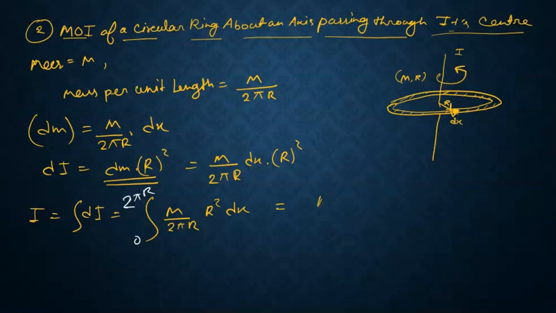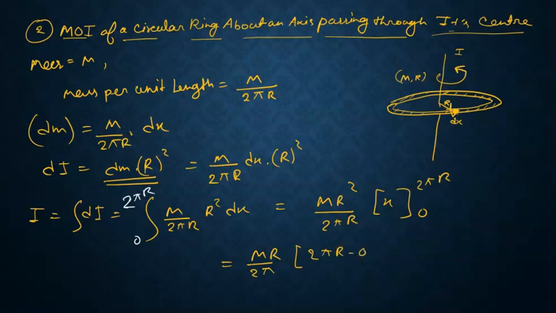That is equal to m r square by 2 pi r into 2 pi r minus 0. So 2 pi r cuts out. So that is equal to m r square. And that is the moment of inertia of a ring about its center.